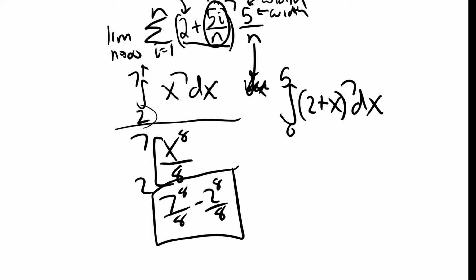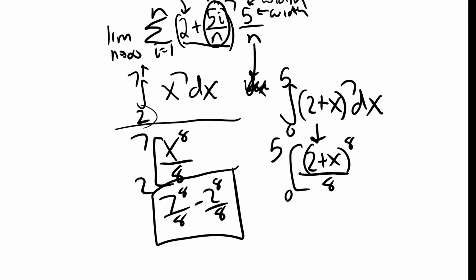Now, I said that a lot in class, but just to demo real quick, if I integrate 2 plus x to the 7th, I get 2 plus x to the 8th over 8. We're plugging in 0 and 5, and lo and behold, when I plug in 0 and 5, I get 7 to the 8th over 8 minus 2 to the 8th over 8. So this is why these are exactly the same, and why they're both acceptable integrals that are equivalent to the original thing that I made.